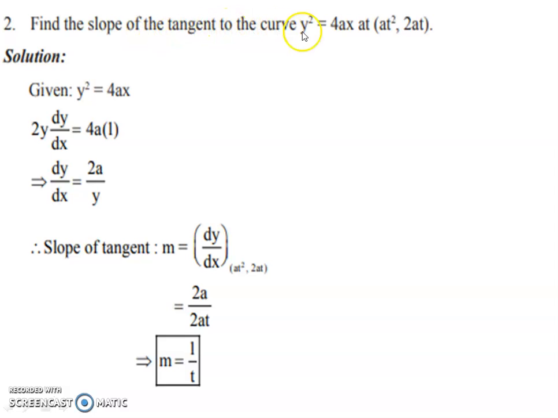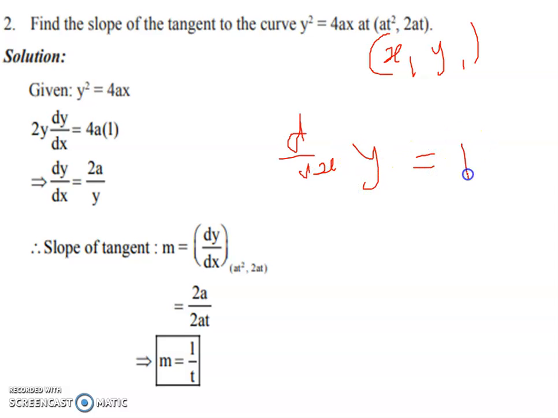Find the slope of tangent to the curve y square is equal to 4ax at (at square, 2at). Be careful, here the equation is given, so obviously x1 and y1 is the point (at square, 2at). We have to consider the equation y square is equal to 4ax. Derivative of y is 1 but with dy by dx. We know that derivative of x square is 2x, so derivative of y square is 2y times dy by dx.